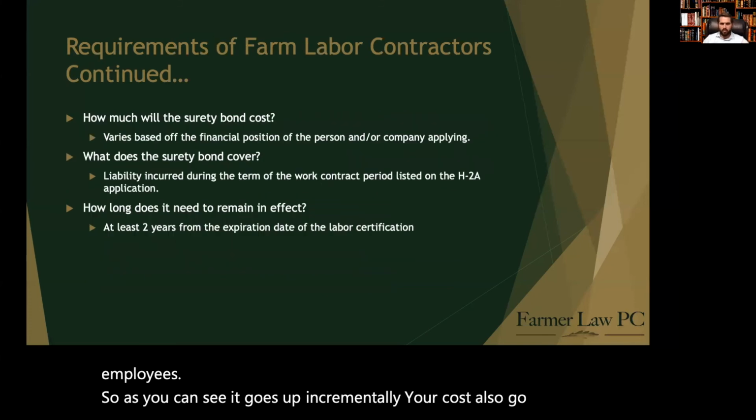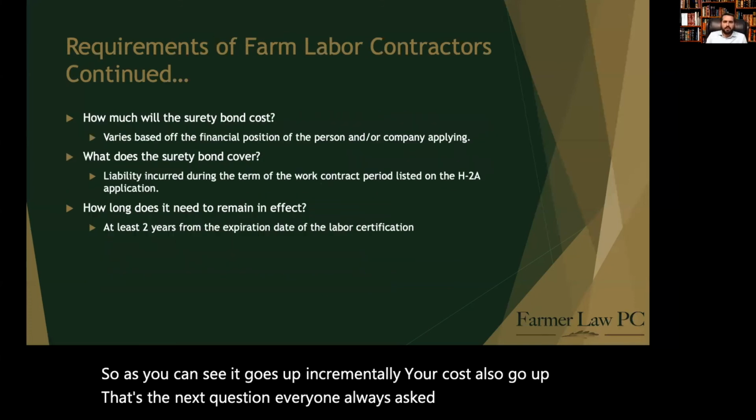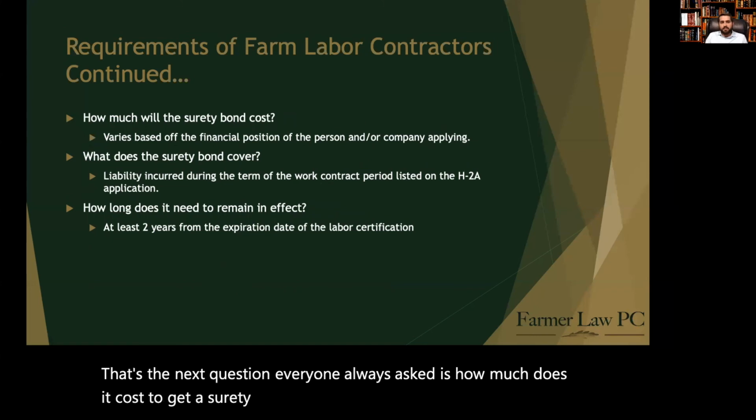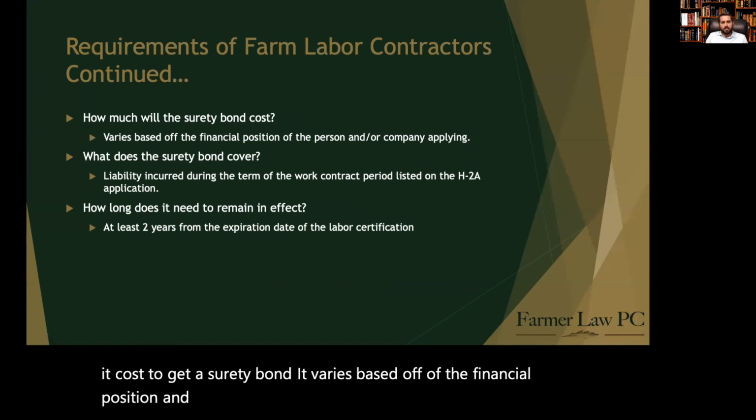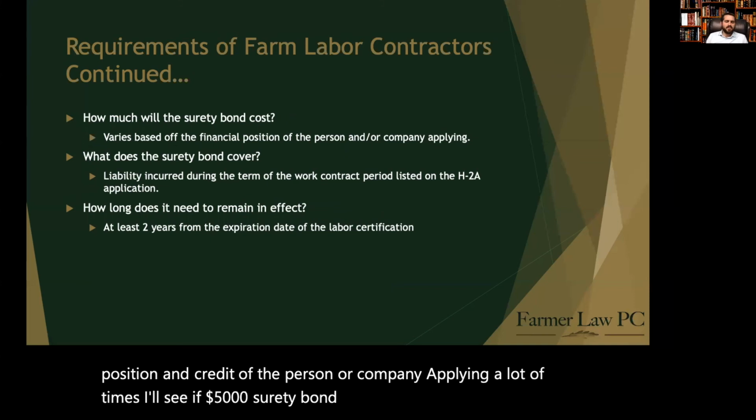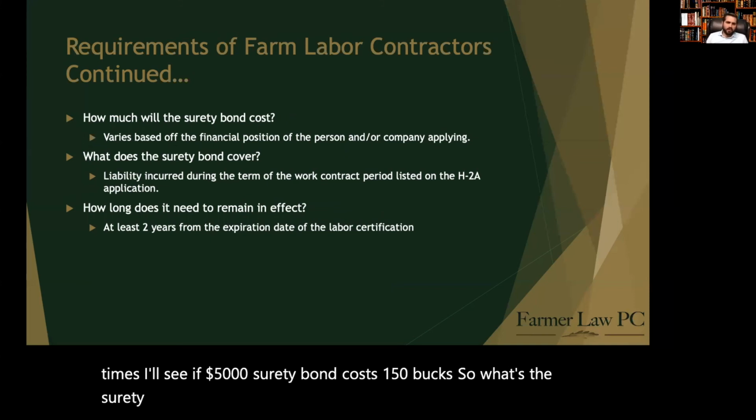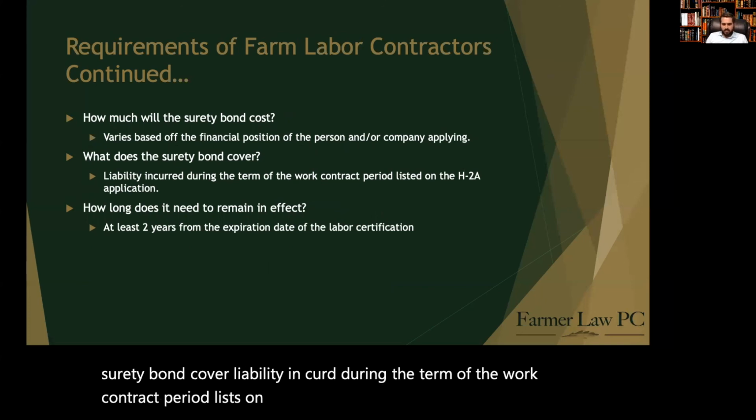That's the next question everyone always asks: how much does it cost to get a surety bond? It varies based off of the financial position and credit of the person and or company applying. A lot of times I'll see a $5,000 surety bond costs $150. So what does the surety bond cover? Liability incurred during the term of the work contract period listed on the H-2A application.